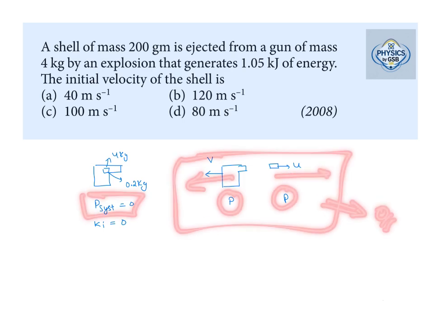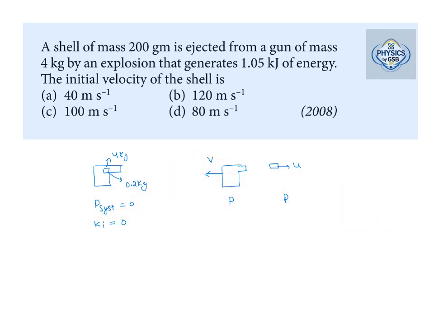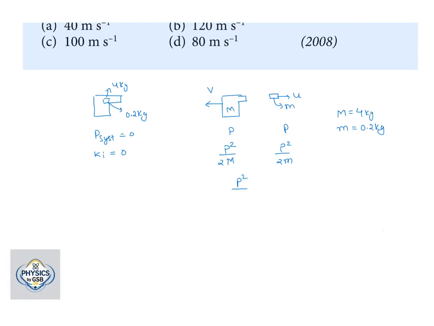Initially it was also 0. But now what is the kinetic energy of this gun? It can be written as p square by 2M. Let the mass be capital M and the shell's mass be small m. So what will be the kinetic energy of this shell? It will be p square by 2m. We know that capital M is 4 kg and small m is 0.2 kg. So what is the total final kinetic energy? It is p square by 2M plus p square by 2m.